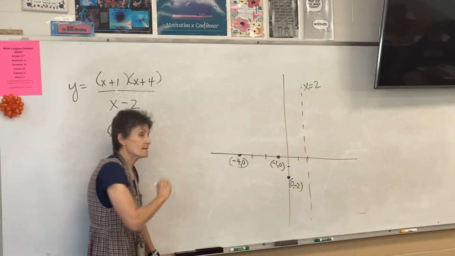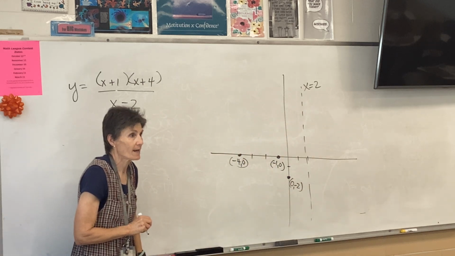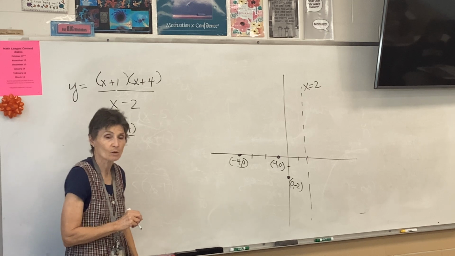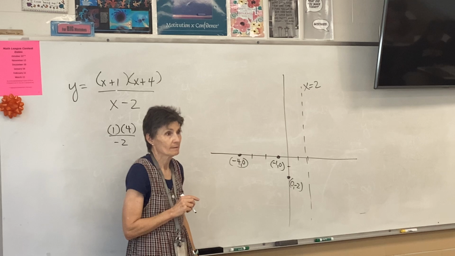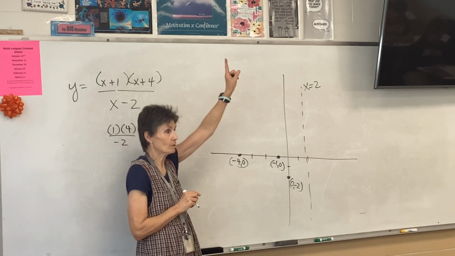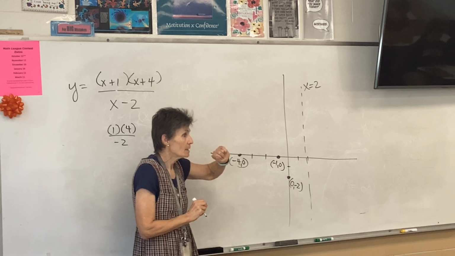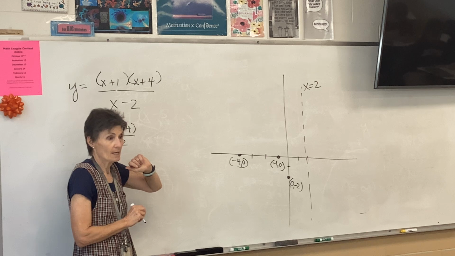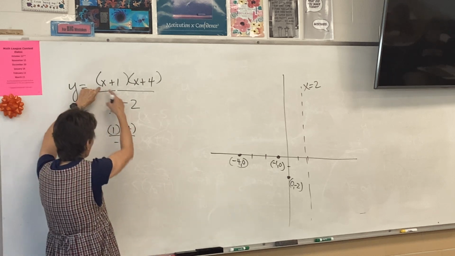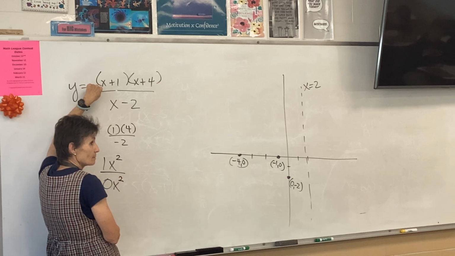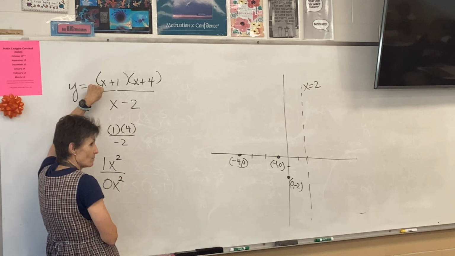Now, what does this problem not have? Horizontal. It does not have a horizontal asymptote. Because why? What's the highest power on the top? X squared. How many x squareds do we have on the bottom? None. So we have 1 x squared over no x squared. Can you have 1 over 0? Nope. No.